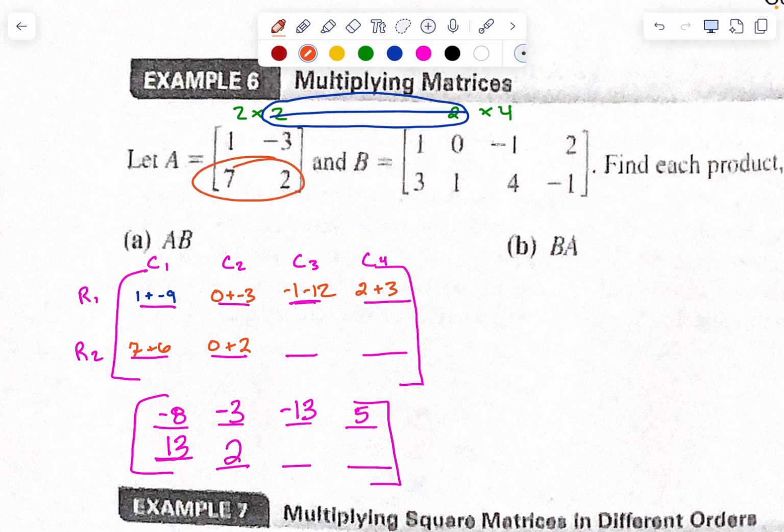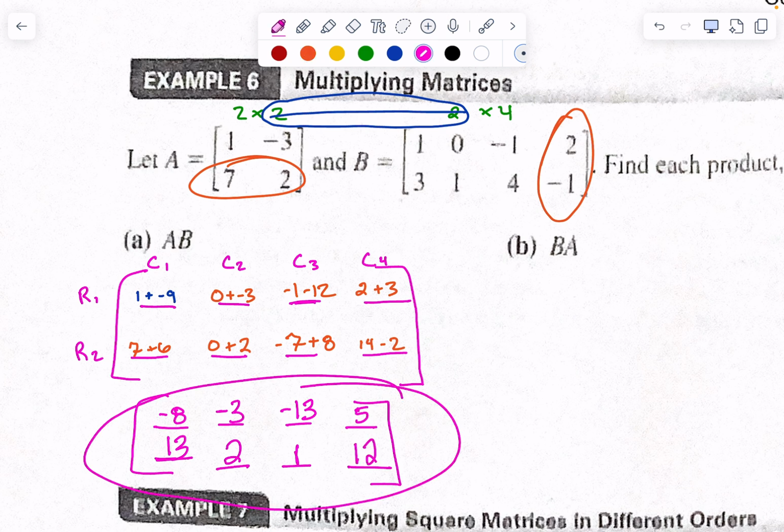Okay, 7, 2 times negative 1, 4. 7 times negative 1 is negative 7. 2 times 4 is 8. So in that cell should go 1. All right. 7, 2 times 2, 1. 7 times 2 is 14. 2 times negative 1 is negative 2. So that is 12. This is your final answer.